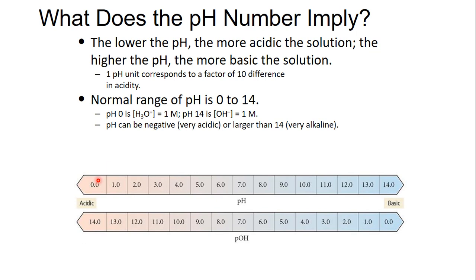And generally, we think of pH between 0 and 14. It is possible to have negative pH and numbers bigger than 14, though. Unlikely, but possible. Okay.